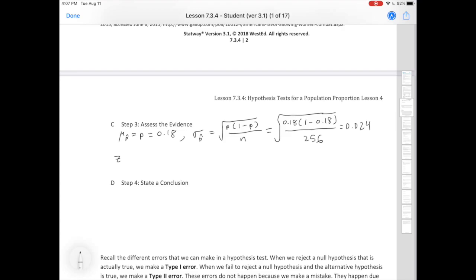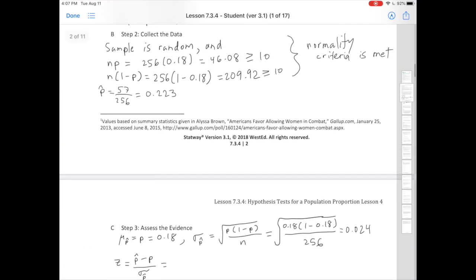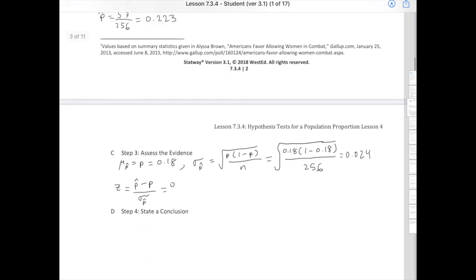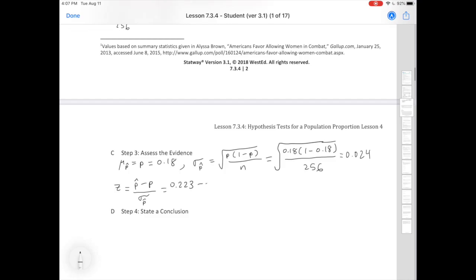Next, we find the z-score. Remember, the z-score is equal to p hat minus p divided by sigma. So what do we get? This is going to be, so what was our p hat? Let's come back up here because I already forgot. P hat was 0.223. So we get 0.223 minus 0.18. Divide that whole thing by 256. And we get a really tiny number.